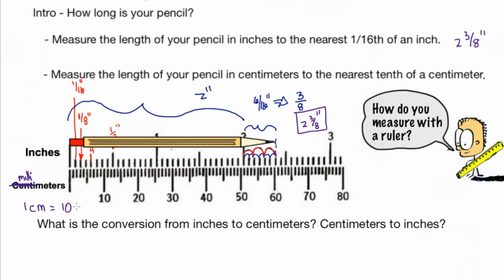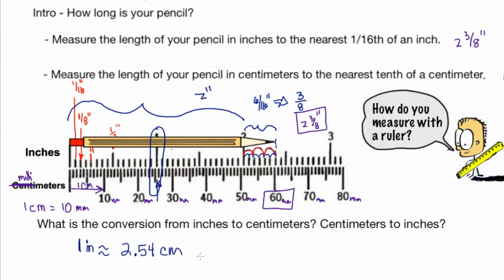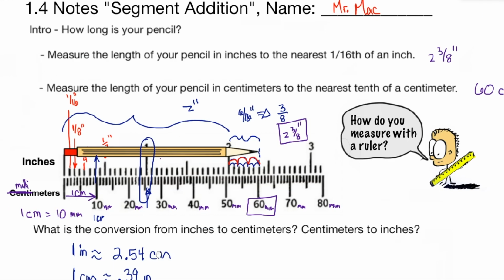Now if we look at this in centimeters, of course the scale's wrong here, these are actually millimeters. So there are 10 millimeters in 1 centimeter. And it looks like 60 millimeters, or 6 centimeters. Looking at our ruler, we can see what the conversion is: 1 inch is about 2.54 centimeters, and 1 centimeter is about 0.39 inches.